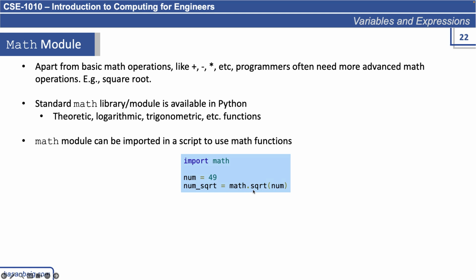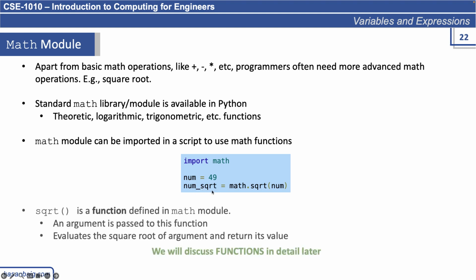The way we access that machine is to first write the name of the module, then enter a dot, then type the name of the function, sqrt, and then pass the value of which we want to calculate the square root. So math is the name of the module that we have imported, sqrt is the name of the function that we want to use, and then we pass the value. It should return the square root. This machine returns the result, which we are storing in another variable named num_sqrt.